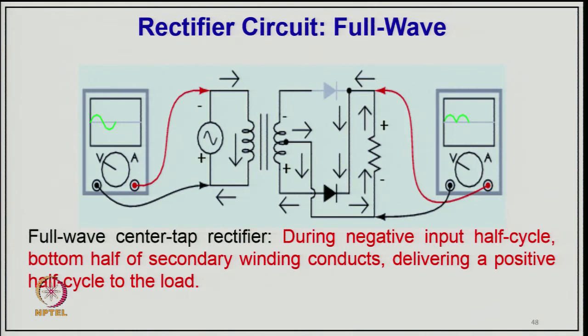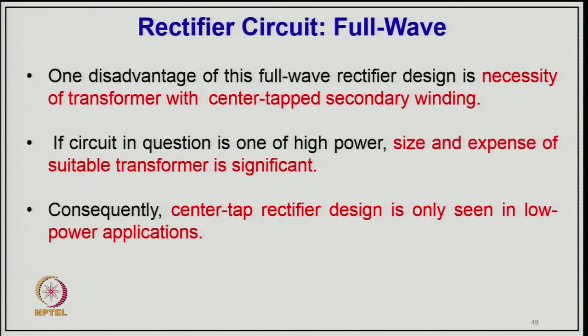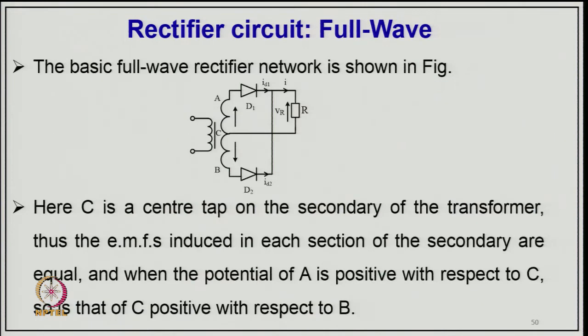So, in the full wave center tap rectifier, during the negative half cycle of the input, the bottom of the secondary winding conducts, delivering a positive half cycle to the load. So, it reverses the polarity across the load, and this diode gets connected again with the positive polarity of the resistive load. One disadvantage of this full wave rectification design is the necessity of a transformer with a center tap secondary winding. If the circuit in question is one of high power, the size and expense of a suitable transformer is significant, and consequently the center tap rectifier design is only seen in low power applications.